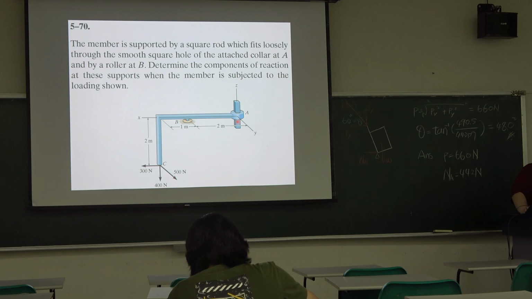So we have one object. The shape of this object is square, and we have two supports. One is at point A, which we call the collar, and the other is the roller at point B. Okay, and we put the three forces at point C. So we can draw the free body diagram first.